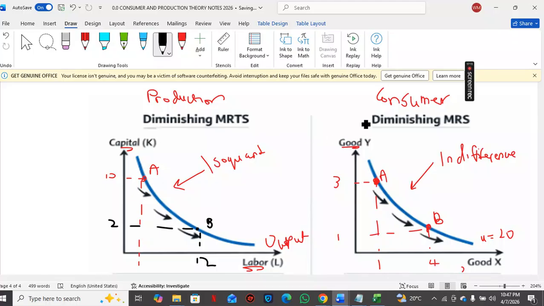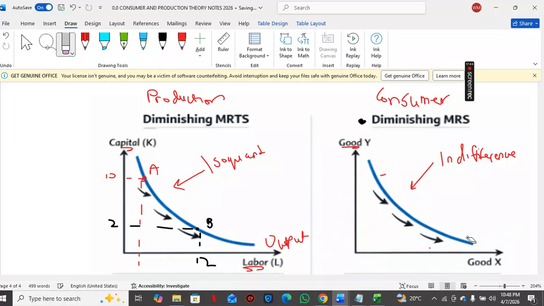Then important terms to remember: diminishing marginal rate of substitution. It means your trade-off rate is dropping. You're giving up less of y to get more of x. Here, diminishing marginal rate, just know the trade-off rate is dropping. You're giving less, so in consumer theory, it means you're giving up less of good y to get more of good x.